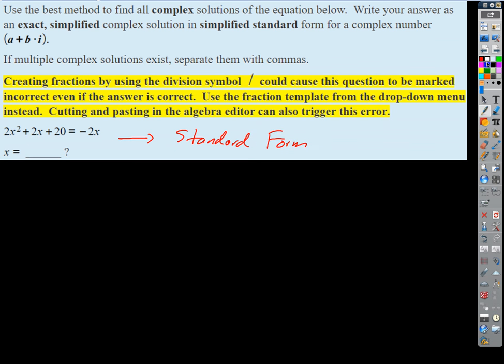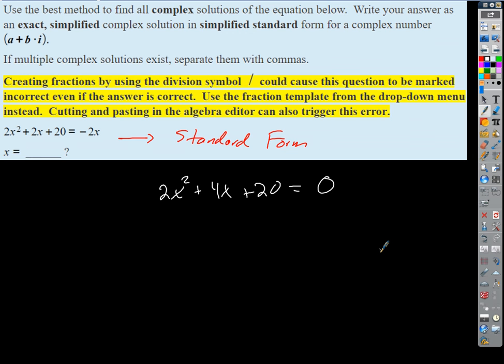So standard form is just going to look like this: if I add 2x to both sides, I'm going to get 2x squared plus, how many x's on the left? 4x plus 20 equals 0. Good. Okay? Good. Now, here's where we have to be a little bit careful.